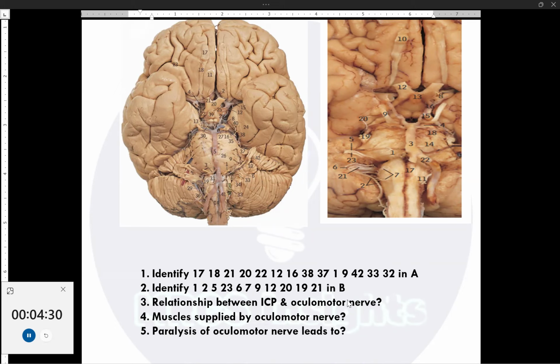Okay, so any eyelid muscle? Yes, levator palpebrae superioris and sphincter pupillae. Excellent, sphincter pupillae muscle. Can you tell me the course of the oculomotor nerve?